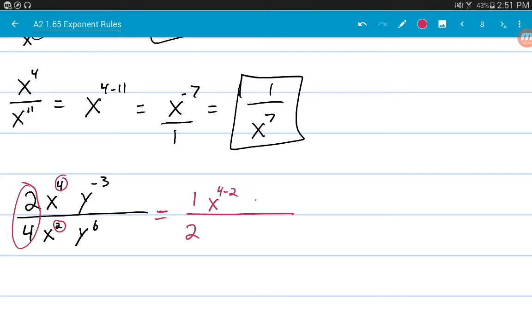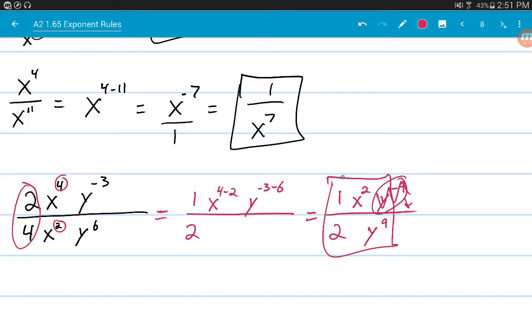And y to the negative 3 minus 6. Rewrite this. 1/2 x squared y to the negative 9th. And then I can't leave it there. It's negative, so I move it down and it becomes y to the positive 9. And then this could be my answer here.